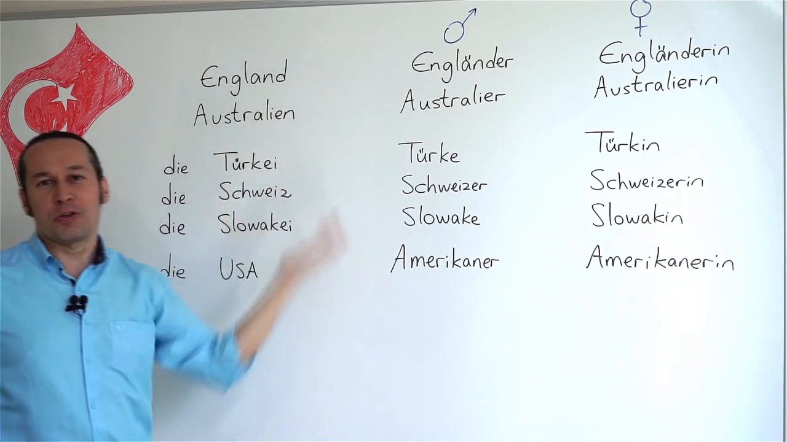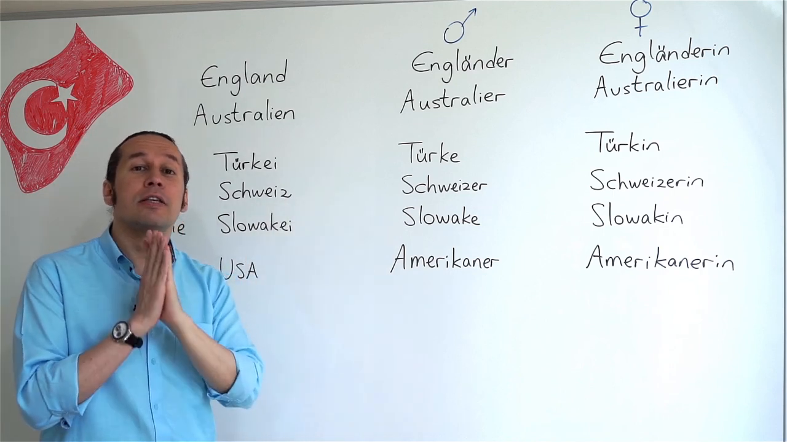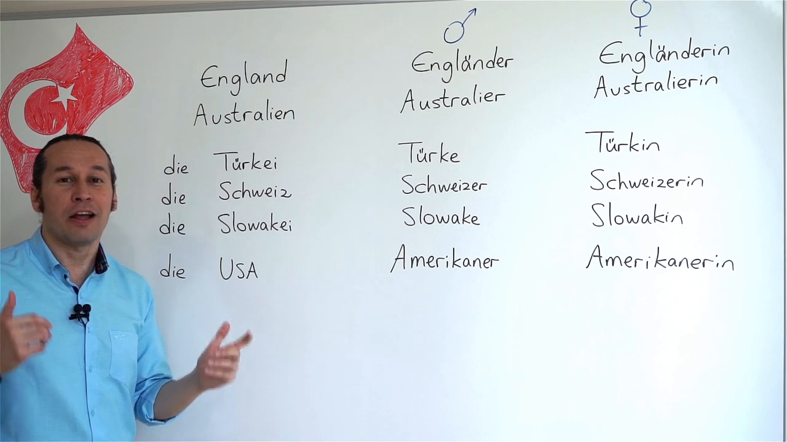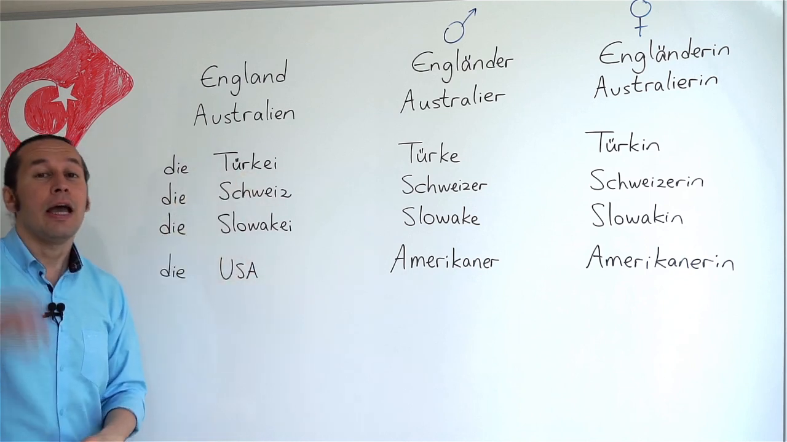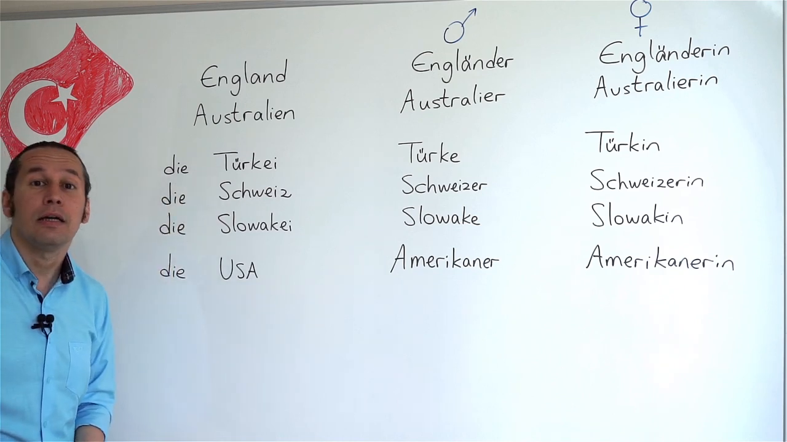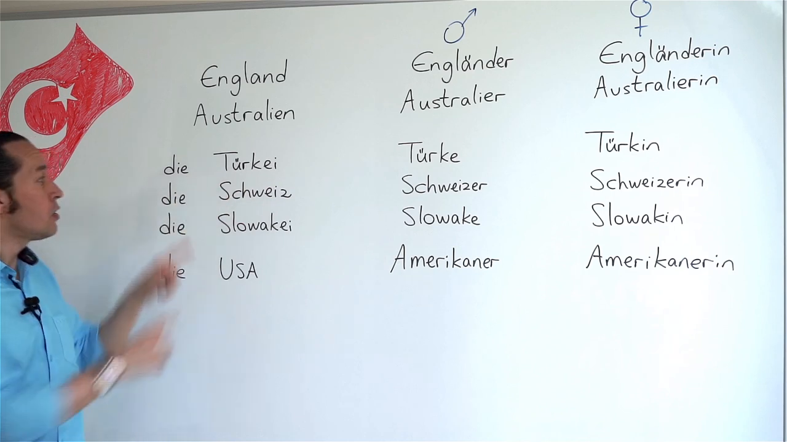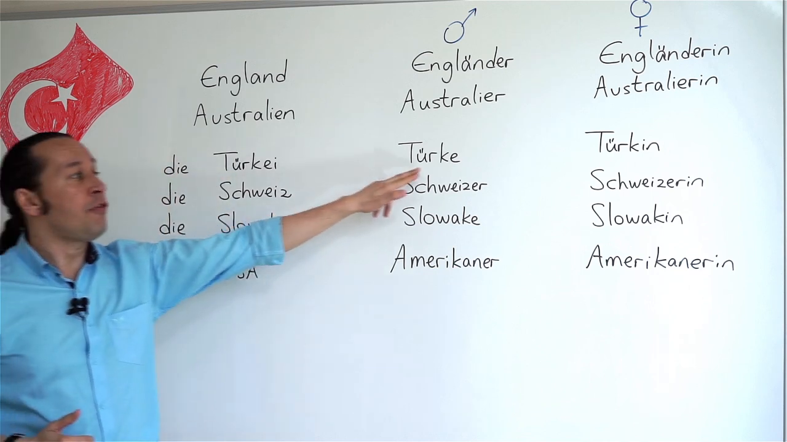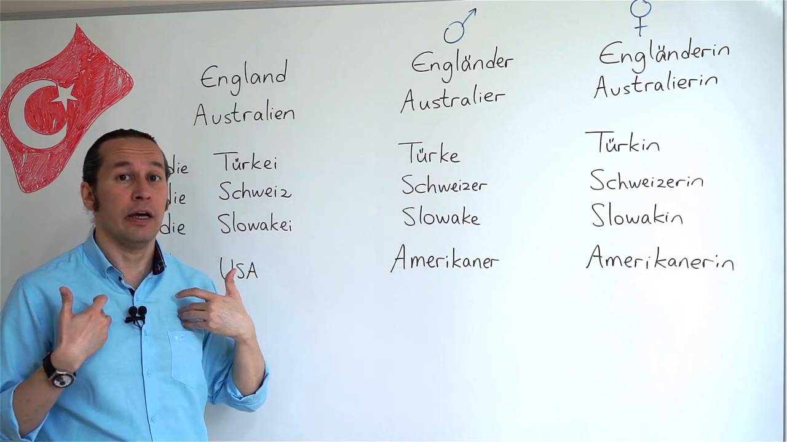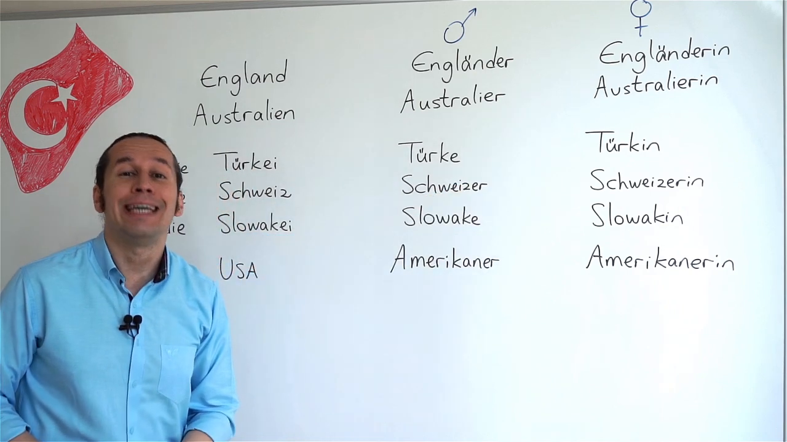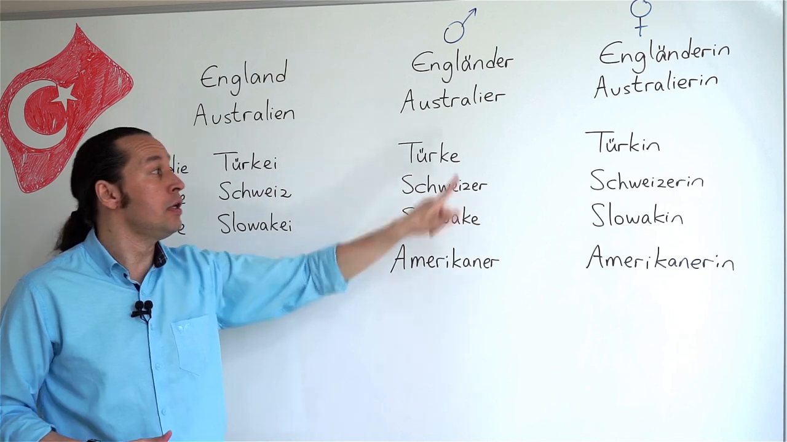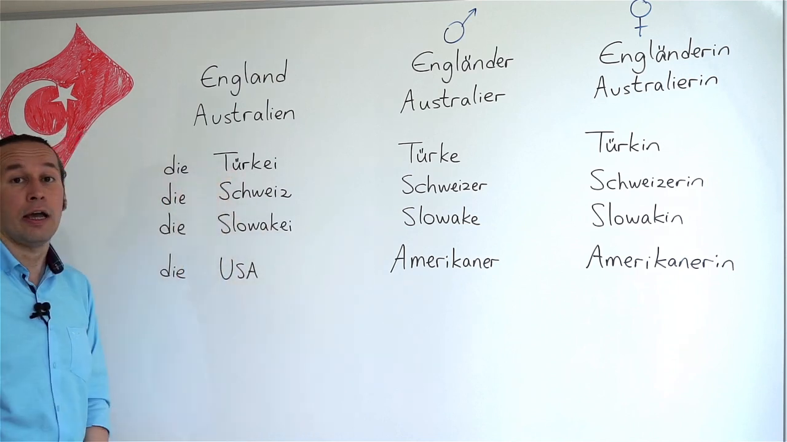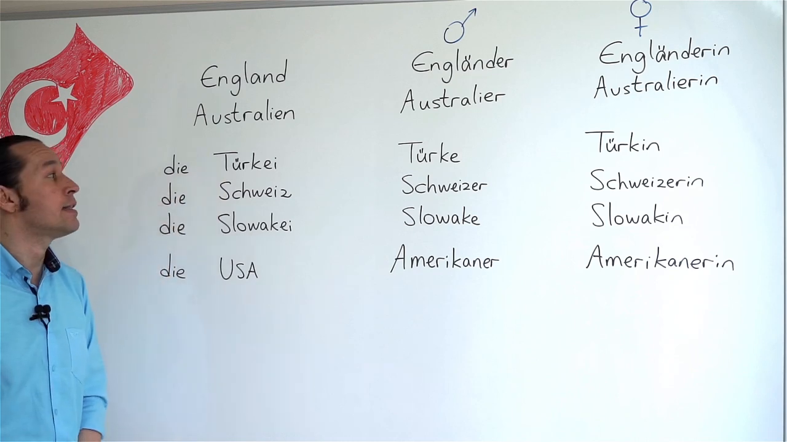So the list, of course, continues with many other countries, but there are some countries where there are articles. When I mention Turkey, the country where I live, the Türkei, the article die stands for the Türkei. If it's a male, a Turkish person, I'll say Türke. A female would be Türkin. And Turkey, die Türkei. Be careful, the article is important.